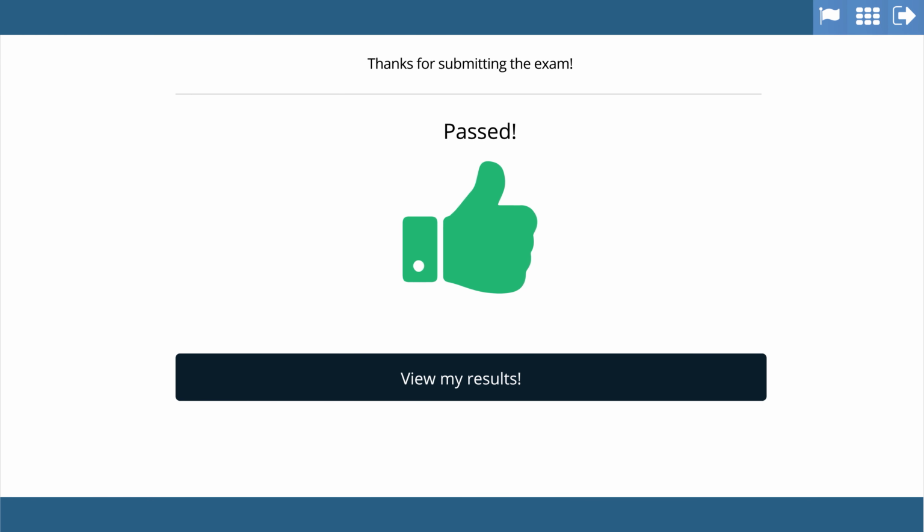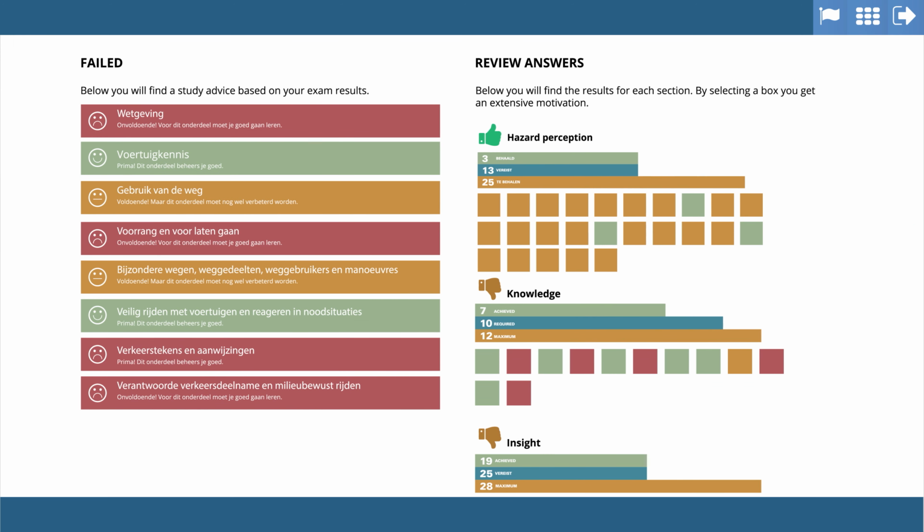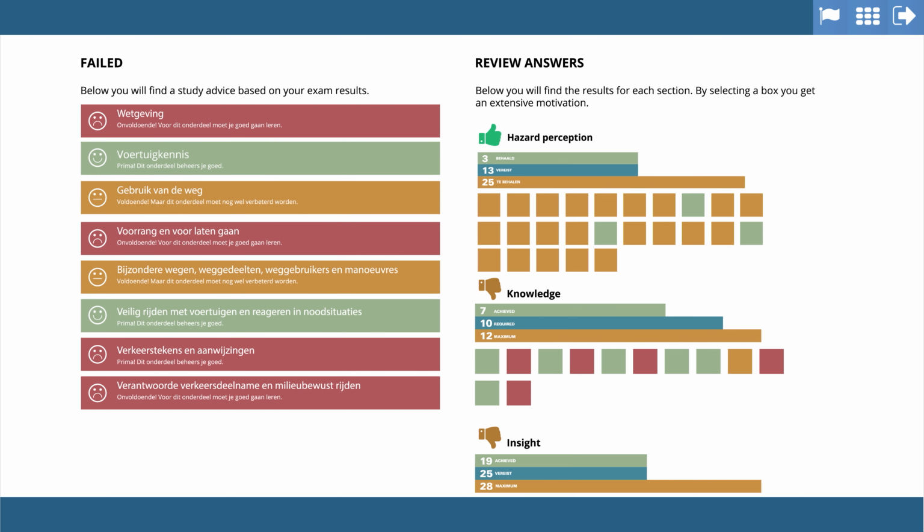After the theory exam, you will immediately see whether you've passed or failed. An image with a thumbs up means that you passed. An image with a thumbs down means that you failed. After the practice exams, you'll be given more in-depth information about the questions you answered. If you failed, you can immediately see which subjects you need to pay more attention to as you study.